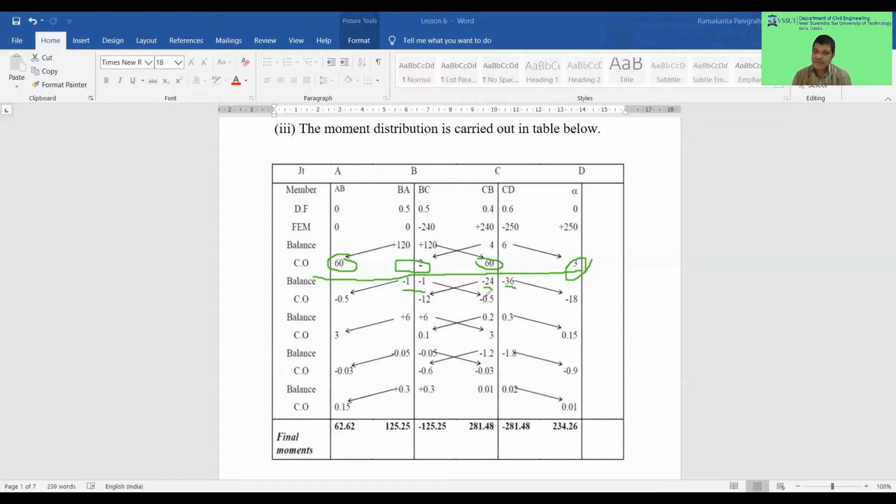While balancing, the unbalanced moment is distributed at the joint among the members in proportion to their distribution factors. And at a joint, the total of these distribution factors, if you sum them, will never exceed 1.